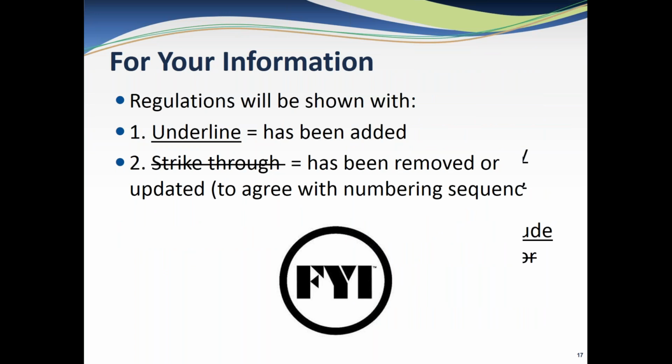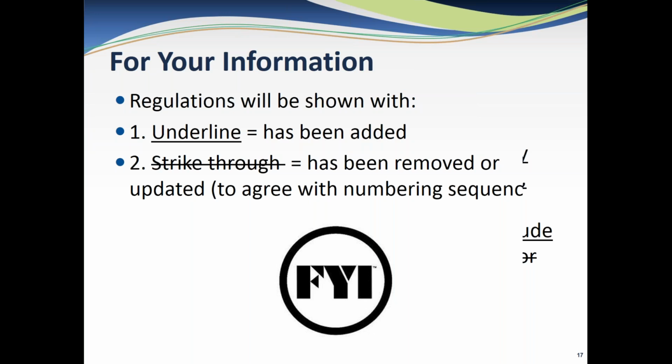As we go through here, the regulations that are shown, if any part of the regulations is underlined, that means it's been added to the regulations. A strike through indicates that that part of the reg has been removed or updated, and oftentimes that's simply numbers that were struck through and changed so that it would agree with the numbering sequence of the new regs.